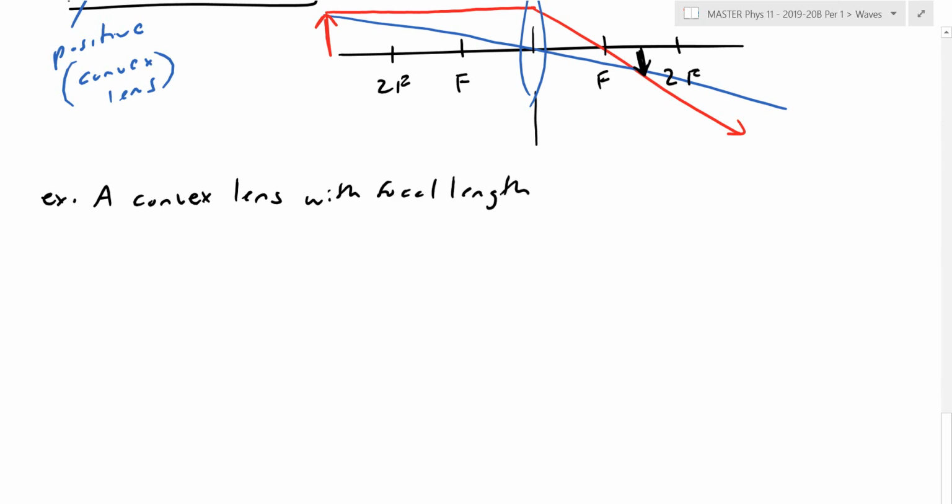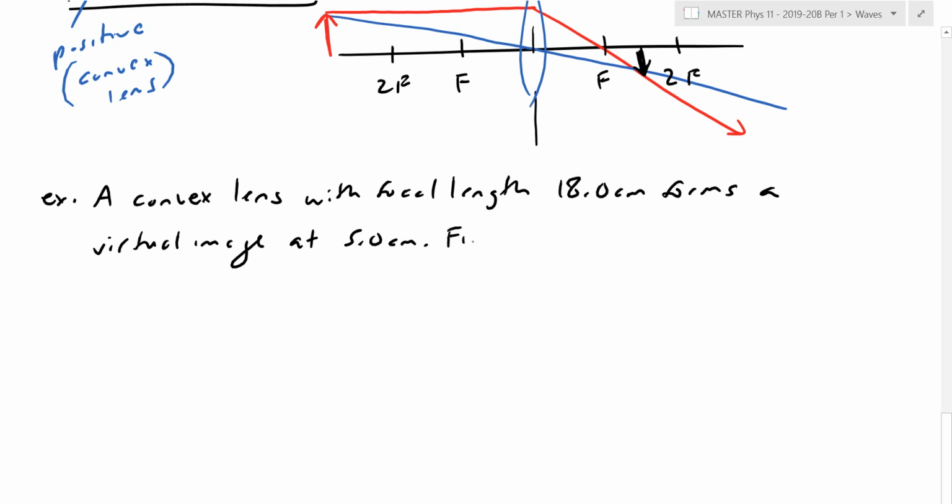Remember, the focal length is the distance from the vertex to the F. Focal length of 18. Notice that's a positive. It forms a virtual image. It forms a sort of a fake image. It's not real light rays actually intersecting. It forms a virtual image at 5.0. Same style of questions. I want you to find the magnification. Find out how blown up or diminished this one is. Find the magnification and the image height.